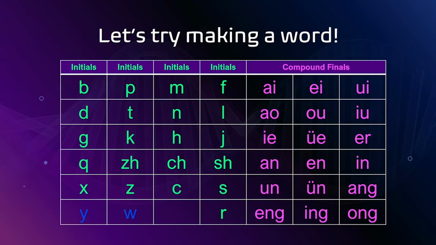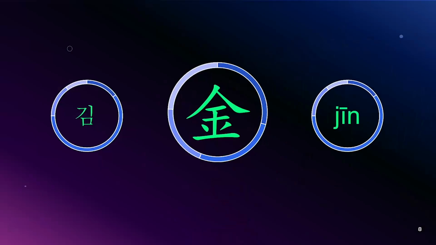The same rule applies here, which is that some of these don't actually make valid combinations. For example, initials column 4, row 1, F, and compound finals column 5, row 1, AI. That's not a real Chinese word.